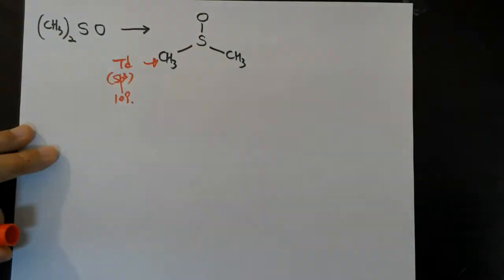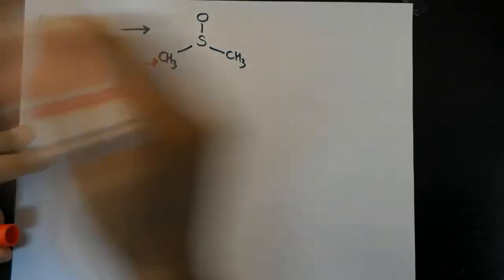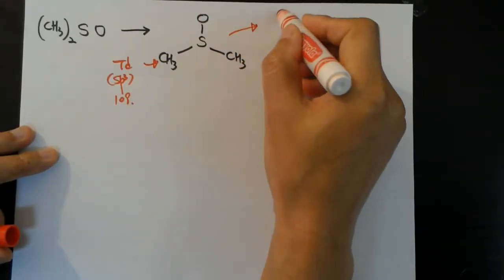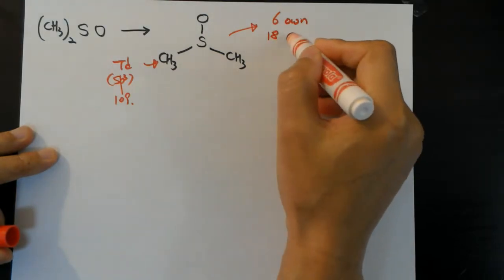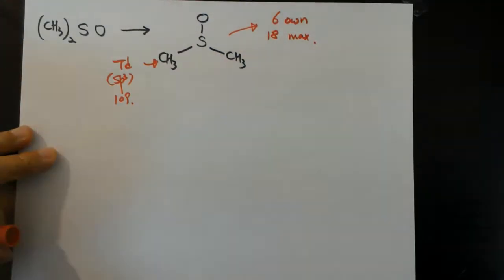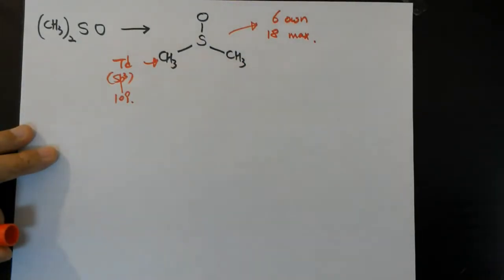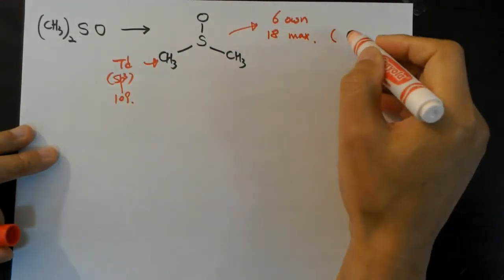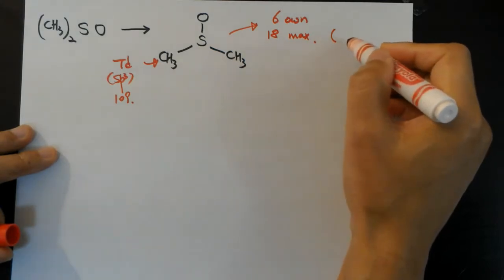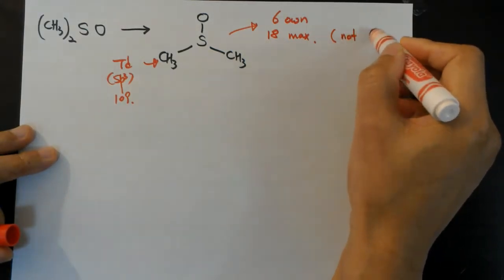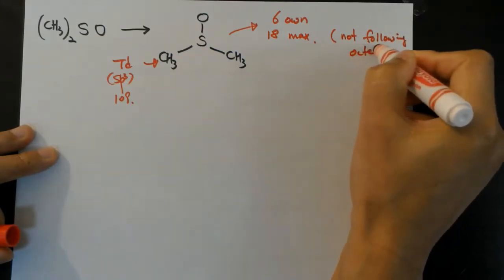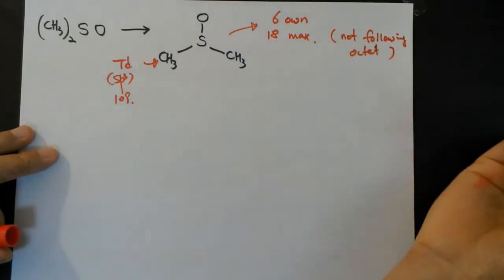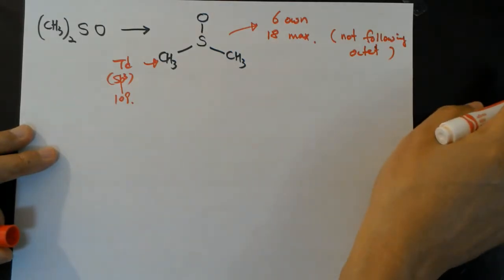Sulfur is supposed to have a total of 6 of its own electrons, but the maximum can be 18 because it's a third shell element. So that's when you lose the octet rule. There are only, you know, fewer than 10 atoms following the octet rule.